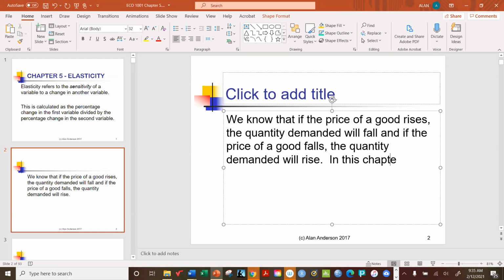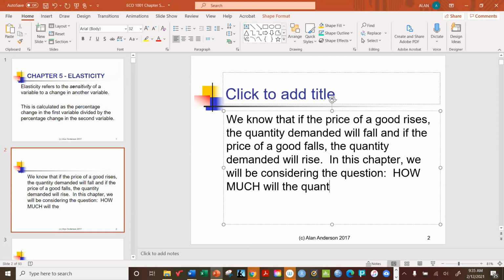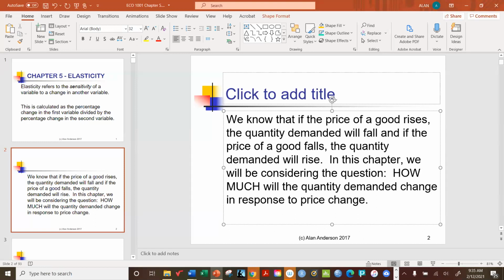In this chapter, we will be considering the following question. How much will the quantity demanded change in response to a price change? Okay, so this is something we haven't considered before. We know that when the price goes up, people will buy less of the product, but it turns out that the strength of this result is not always the same.